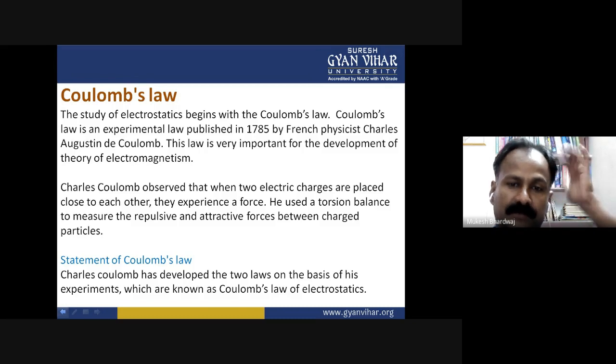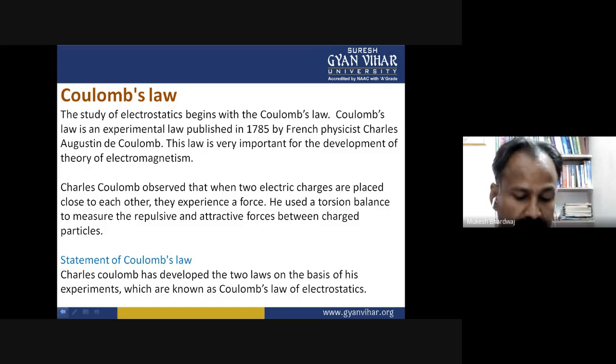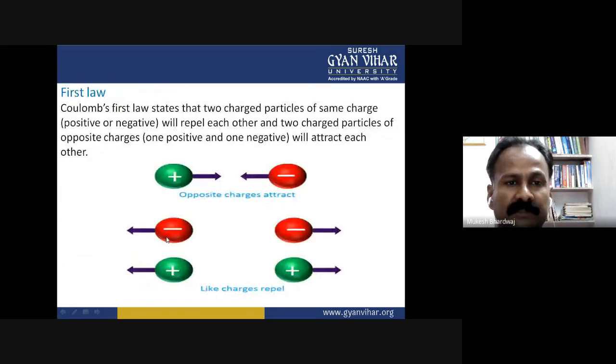So the statement of Coulomb's law: Charles Coulomb developed two laws on the basis of his experiment, which are known as Coulomb's laws of electrostatics. First law: Coulomb's first law states that two charged particles of the same charge, both positive or both negative, will repel each other, and two charged particles of opposite charge, one positive and one negative, will attract each other.